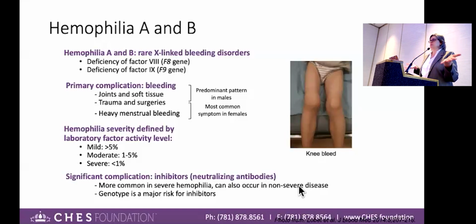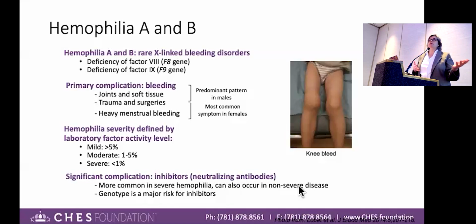We know that the main complication of hemophilia is bleeding. And in males, which is the predominant pattern that's talked about in the textbooks, it's joint bleeds, soft tissue bleeding, injuries, surgeries. And I wanted to point out that females also can have those kinds of bleeding. When you look at females, their most common bleeding is heavy menstrual bleeding. So the point is, people who have hemophilia have bleeding. I think that's not news.